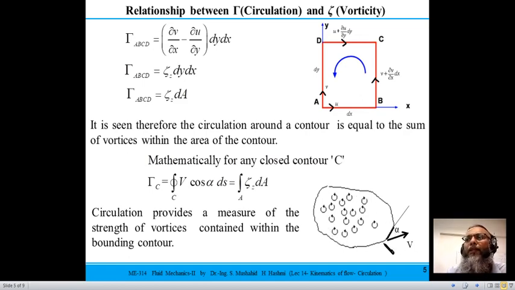So if v is a velocity vector, it has a tangential component of the velocity, and if you multiply all these tangential components, which are changing at each and every location, by the lengths, you will end up with a quantity called circulation, which is actually the summation of that, which is the measure of the strength of the vortices that is contained within this closed contour.